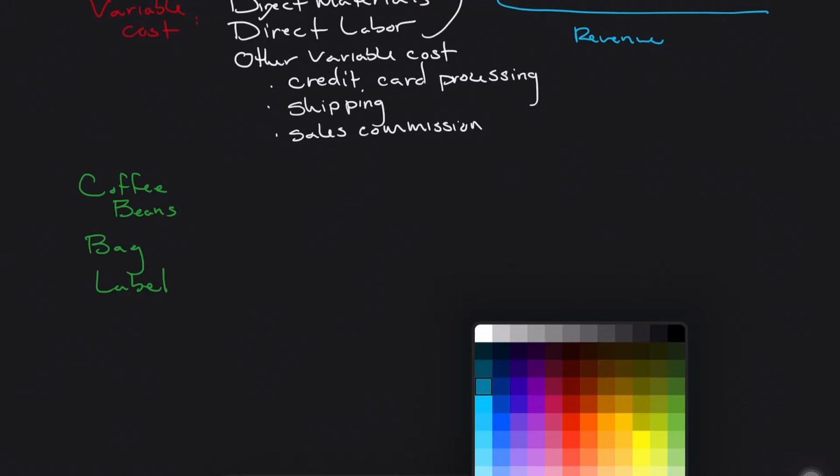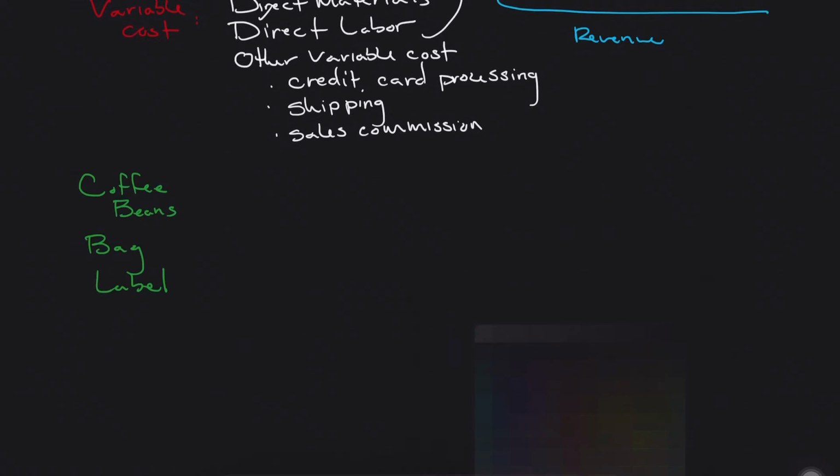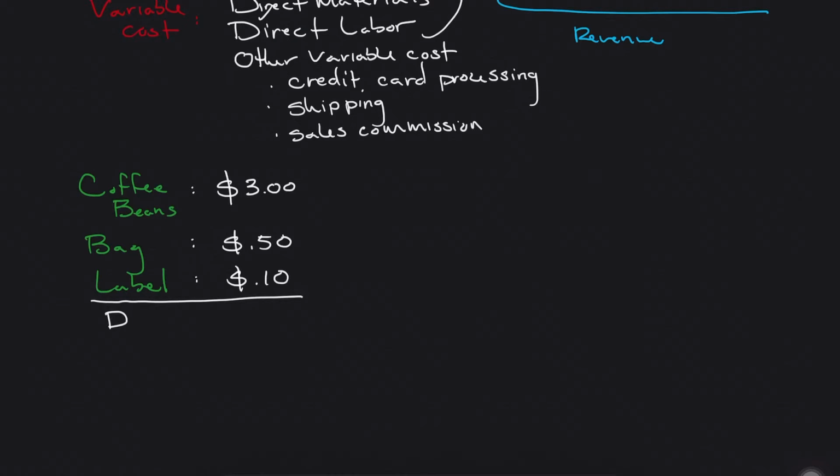So for coffee beans and the bag and the label, let's say that for 12 ounces, our coffee beans cost us $3 per pound. And the bag itself is 50 cents. And the label itself is 10 cents. And then we also have labor. So what I'm going to do first, though, is add all these up here, because these are our direct material expenses, right? So this is going to be our direct materials per unit. So here we've got $3.60. That's how much we have in direct materials.